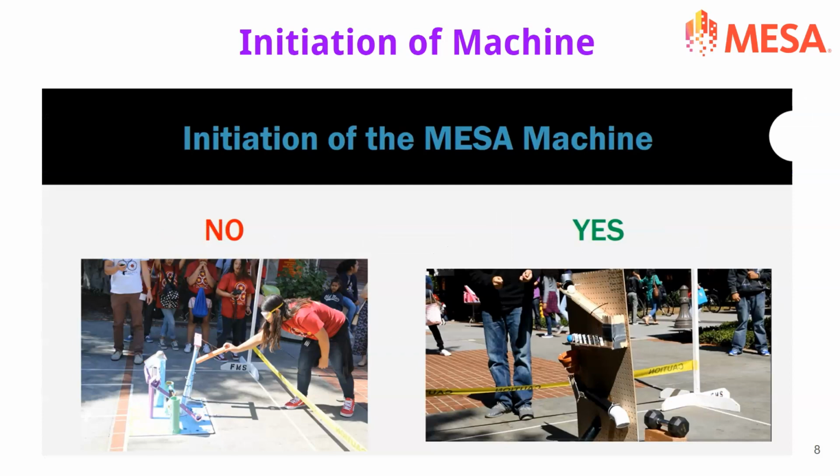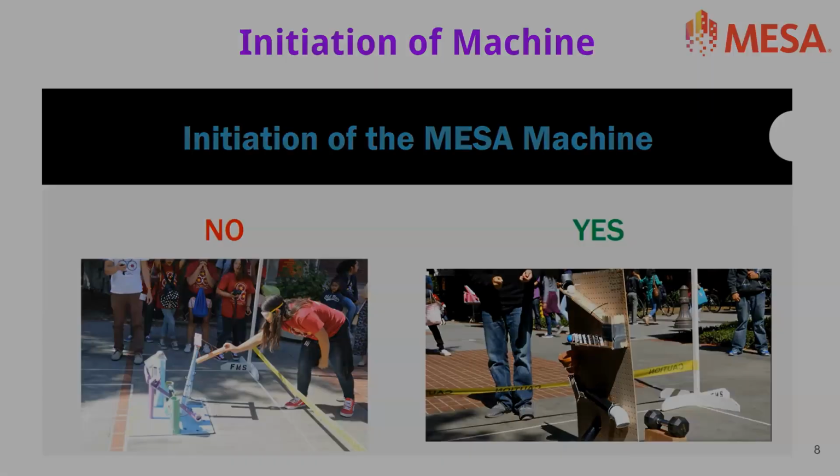In this picture here, we have an example of a student who is following the rules and being outside of the designated launch zone, whereas we have another student who is not outside the designated launch zone. Please be aware that in the picture on the left, the student is reaching out in order to initiate the action for the Mesa machine, whereas in the picture on the right, the student is using a string that is attached to the very beginning part of the Mesa machine, and that will then initiate the marble and have it go down the inclined plane.